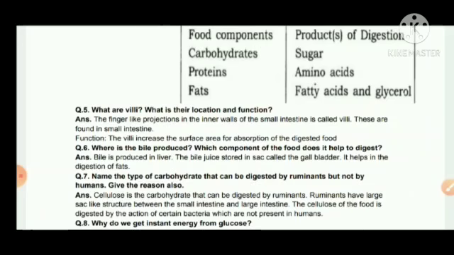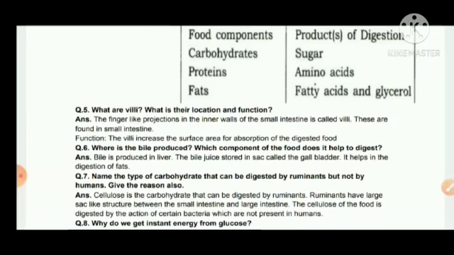Question number 6 we have, where is the bile produced? Which component of the food does it help to digest? Bile is produced in the liver. The bile juice is stored in a sac called the gallbladder, and it helps in the digestion of fats. The basic liquid formed by the liver is stored in the gallbladder, which acts on the fats to digest them into fatty acids and glycerol.